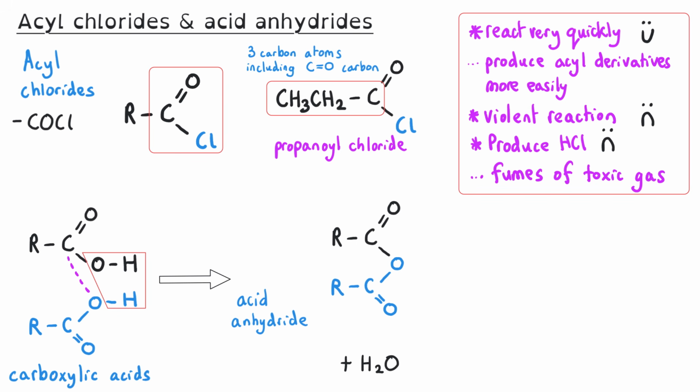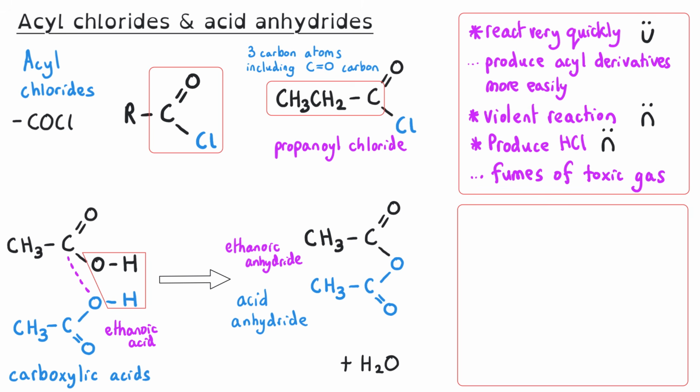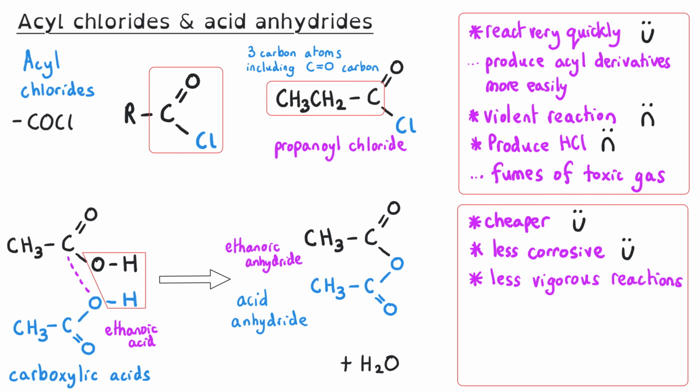We take the name for the acid anhydride from the carboxylic acids from which they were made. So when you name them, you simply remove the acid part of the name for the acid and replace it with anhydride. And so if this was 2 ethanoic acids that combine together, we would produce ethanoic anhydride. In industry, it's usually preferred to do acylation using an acid anhydride since they are cheaper and less corrosive than acyl chlorides. Additionally, they have less vigorous reactions than acyl chlorides.